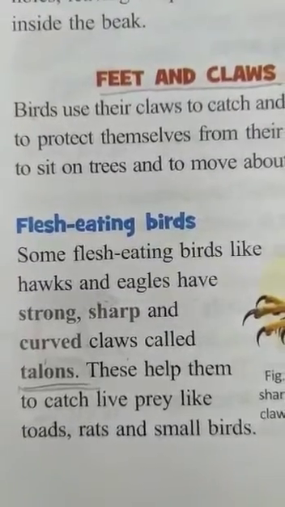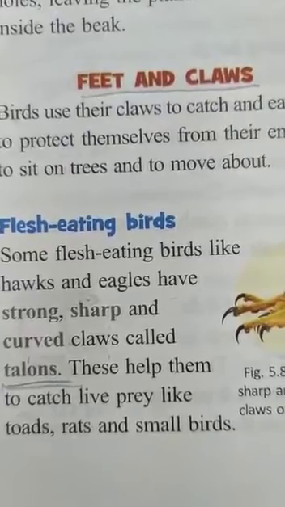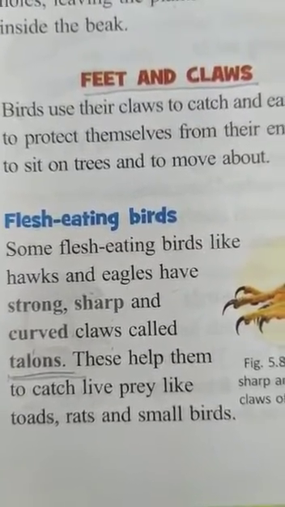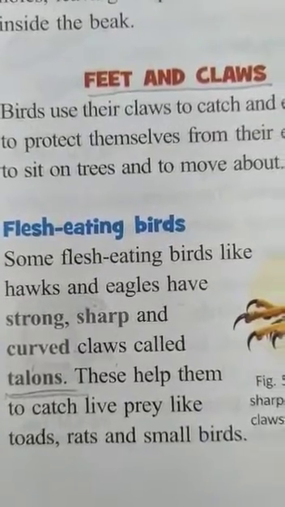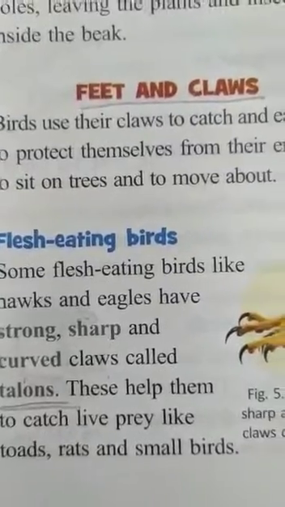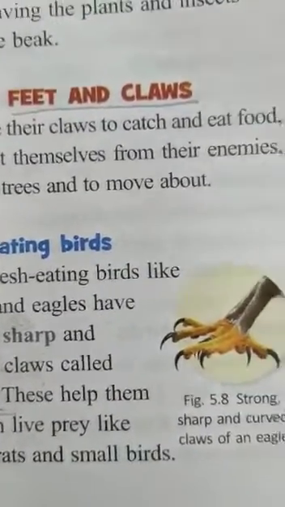What do you mean by toads? These are a type of frog, okay, whose skin is more sticky, and they are a little bigger than the frogs. They are called toads. You can find them in the pond, okay. Rats, you know, and the small birds like pigeon, blue jay, small birds, okay.